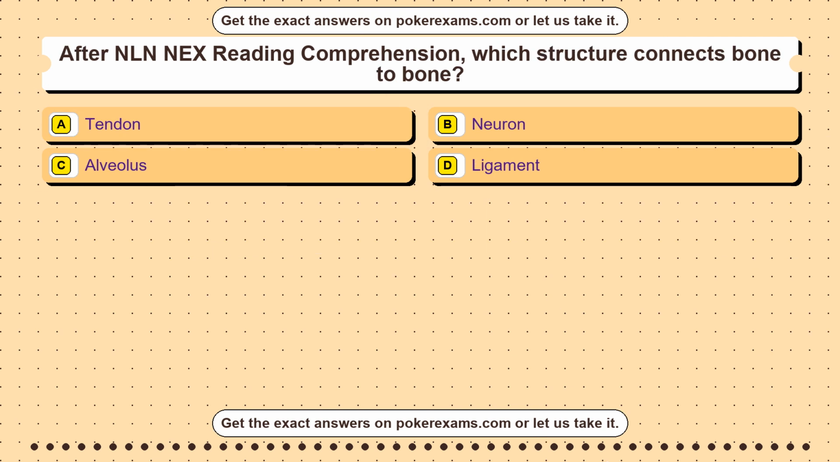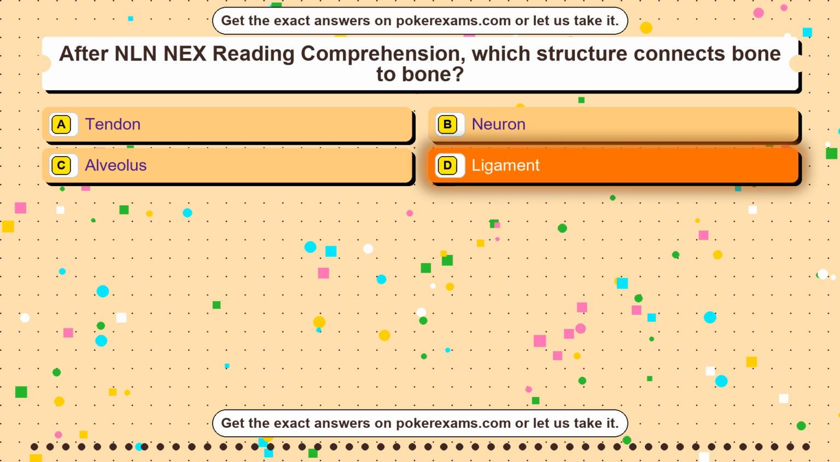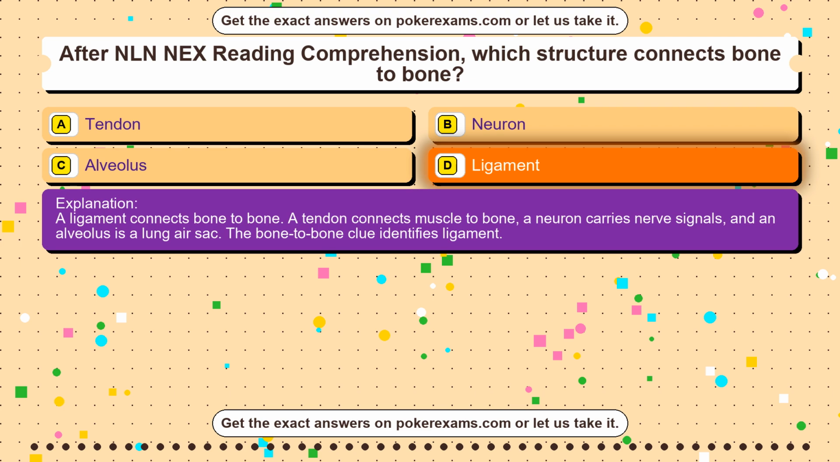Question 6. After NLN NEX Reading Comprehension, which structure connects bone to bone? Option A tendon. Option B neuron. Option C alveolus. Option D ligament. The correct answer is option D, ligament. A square has 4 equal sides, so the perimeter is 4 times 6 equals 24. 12 uses only 2 sides, 18 uses 3 sides, and 36 is the area. Perimeter measures distance around a shape.